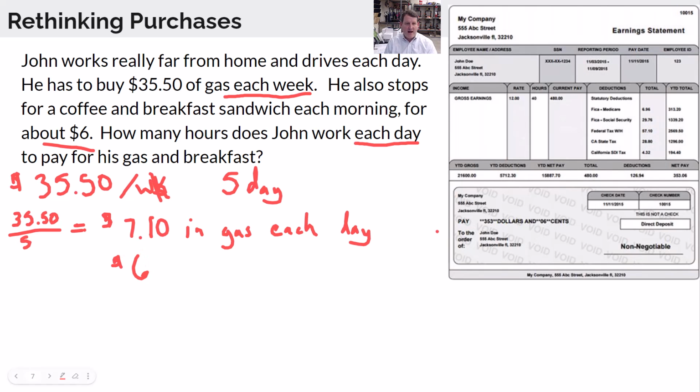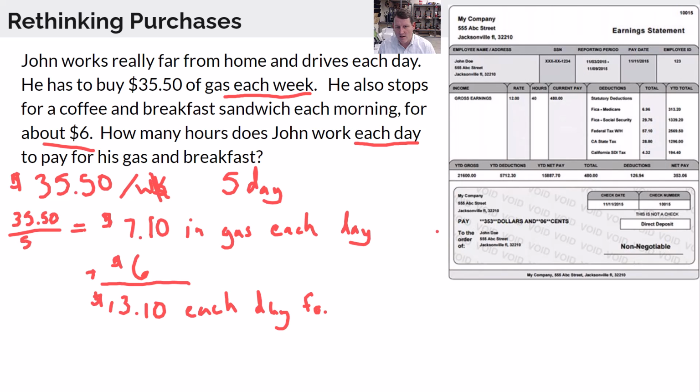And I want to think about how I want to bring these numbers together. If I add them, I get like $13. And that feels right. Yeah, that feels right. So it's going to be a little bit more expensive. So I'm going to just add these numbers together, and I'm going to get $13.10 here. And this is each day for breakfast and gas.